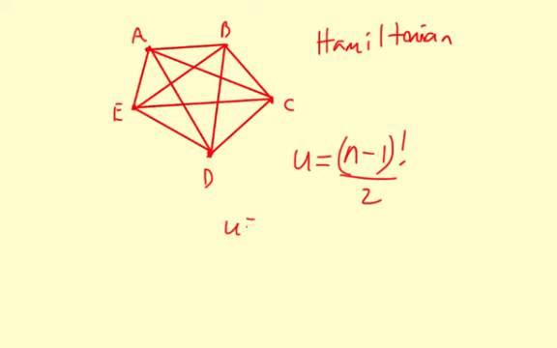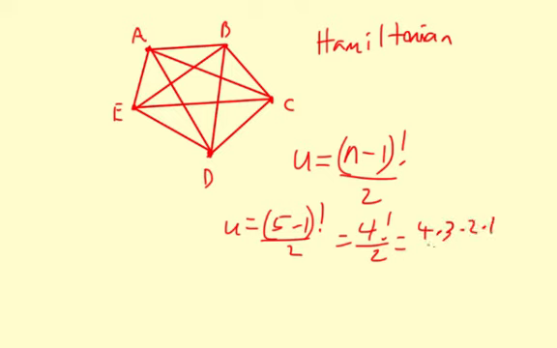You do u equals 5 minus 1 factorial divided by 2. 5 minus 1 is 4. And 4 factorial is 4 times 3 times 2 times 1, and then divided by 2. So these two simplify out. 4 times 3 times 1 is 12. So the number of unique routes in this situation is 12.